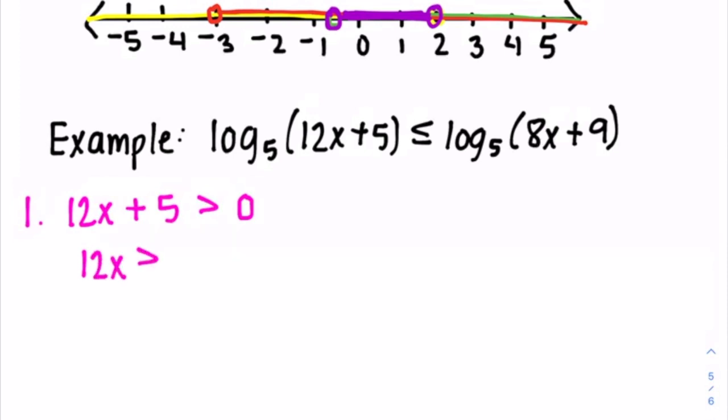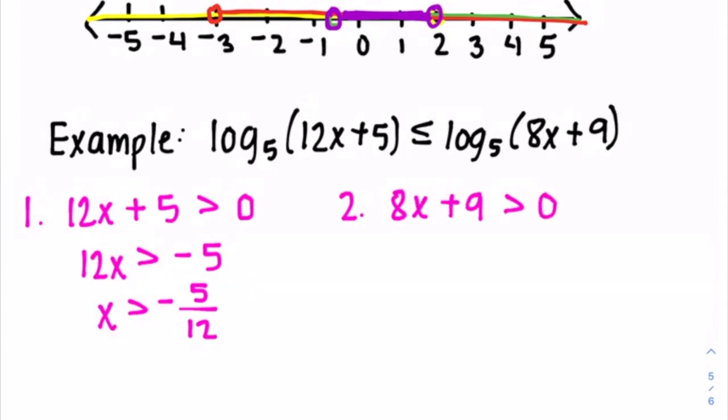So for the first step, we're going to set 12x plus 5 greater than 0. And we get x is greater than negative 5 over 12. For the second step, we're setting 8x plus 9 greater than 0. And we get x is greater than negative 9 over 8.